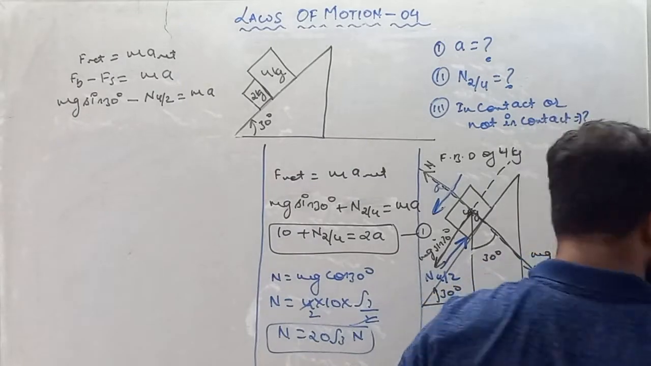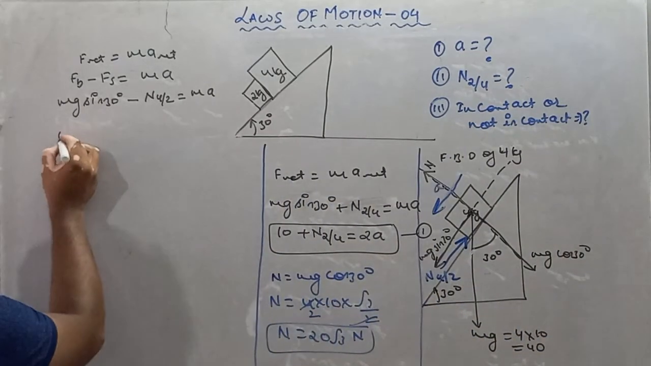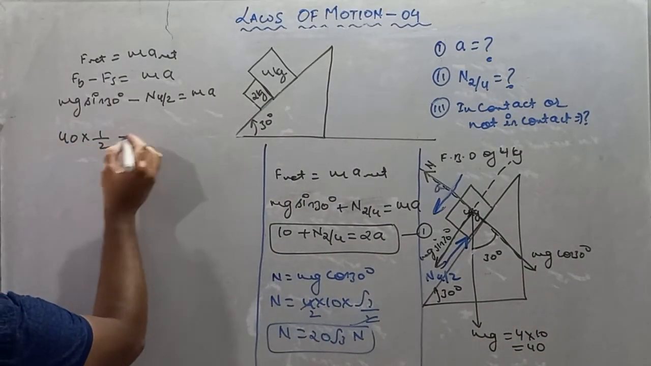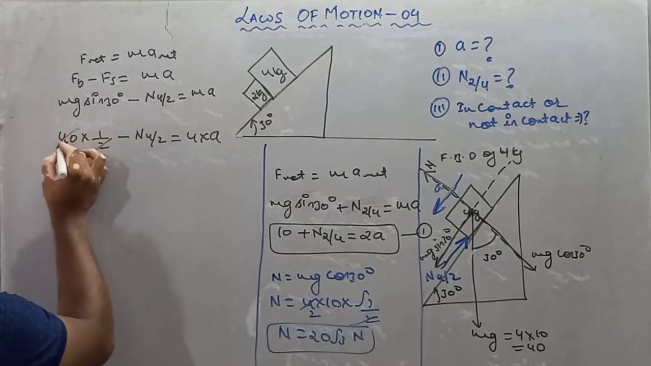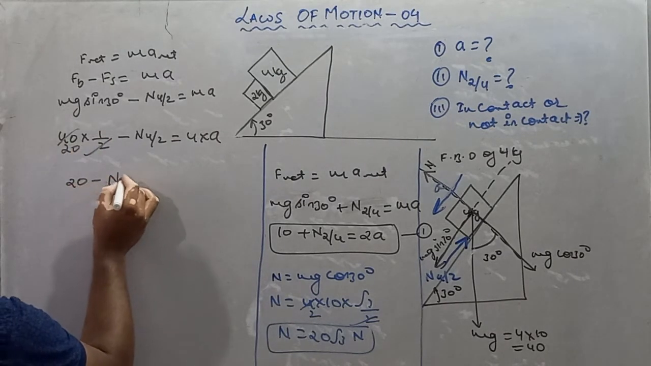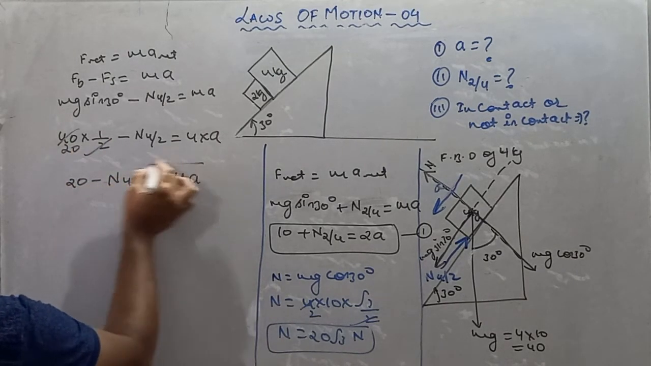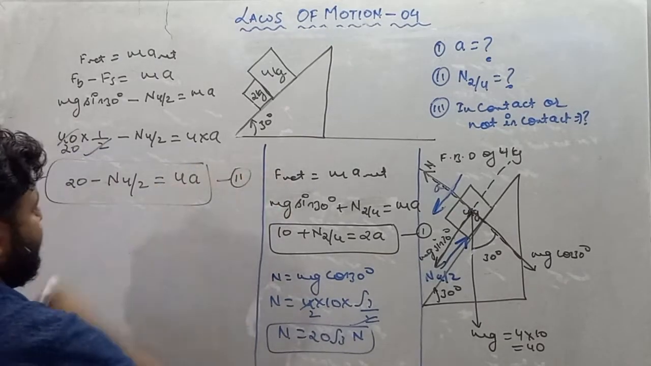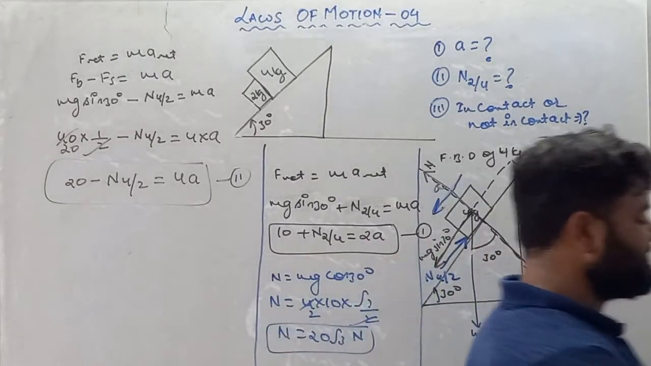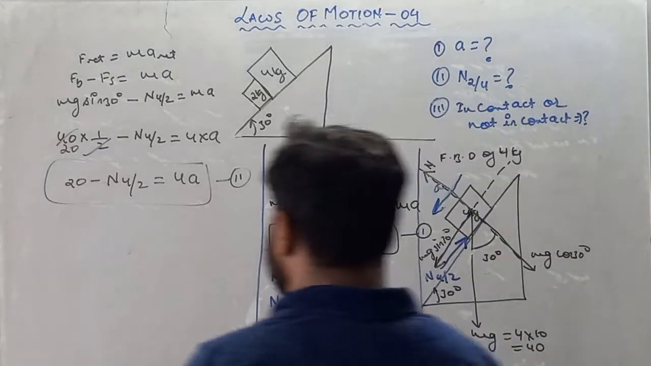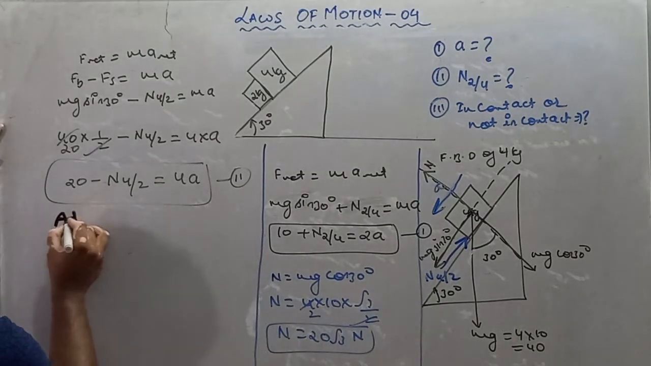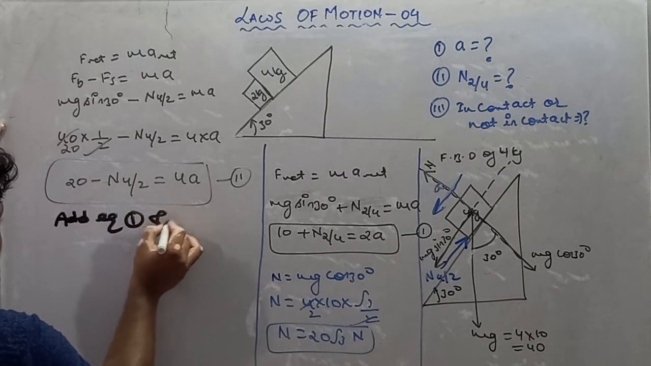So mg, m means 4, so it is 40, sin 30 is half, minus normal on 4 due to 2 is equal to ma. So 2 2s are 4, 20 minus normal on 4 due to 2 is equal to 4a. This is our second equation. So we have two equations, first equation and second equation. Now we have to add both the equations so that you will get your answer. So add equation 1 and 2.